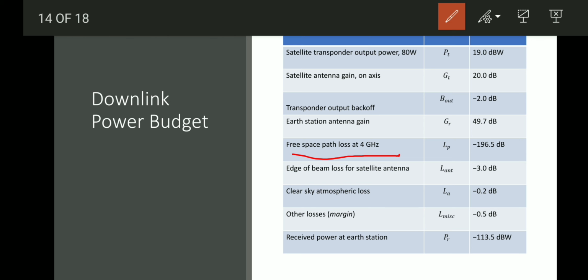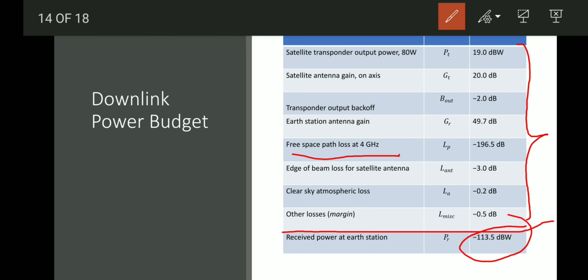Then there is the edge of the beam loss, and the antenna loss, which is minus 3. All the losses that have been given, and the margin is also considered. What we do here is add all of them, taking all the signs into consideration. So 19 plus 20 minus 2 plus 49.7 minus 196 minus 3 and so on. If we add all of them, the value that we get is minus 113.5 dBW.